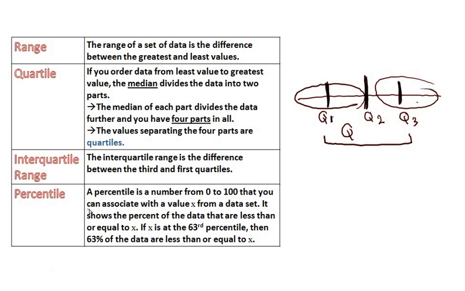A percentile is a number from 0 to 100 that indicates the location of a value or a score in a distribution. Suppose that you scored at the 40th percentile on your biology exam. This means that 40% of the scores in your class are less than or equal to your score or your mark. Another example, if your score is at the 63rd percentile, then 63% of the data are less than or equal to your score.